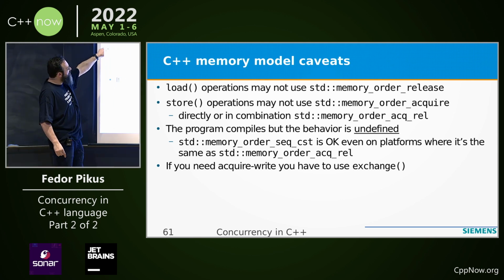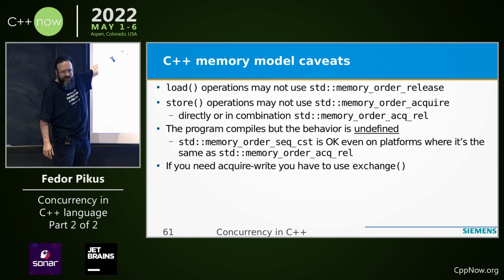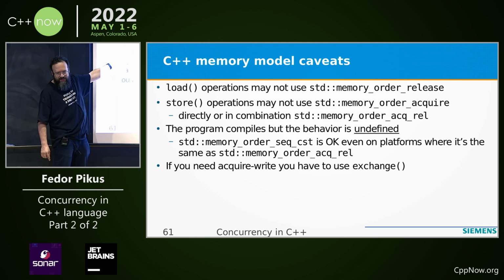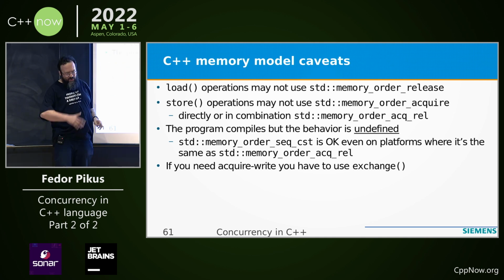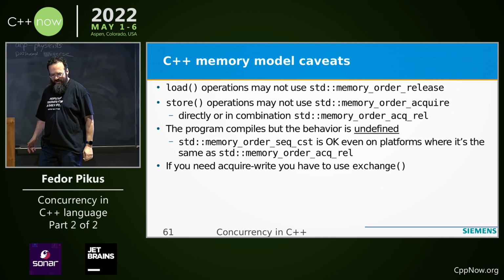Now, acquire store is actually useful. Ticket locks use that. So you have to use exchange instead of store, and you discard the result. You're just doing exchange for its store effect, because exchange can have acquire or bidirectional barrier.